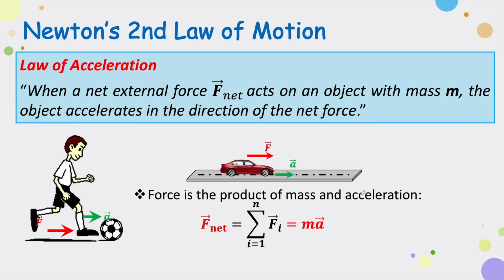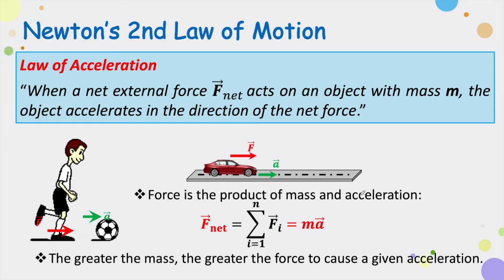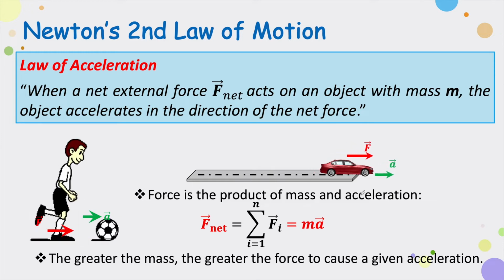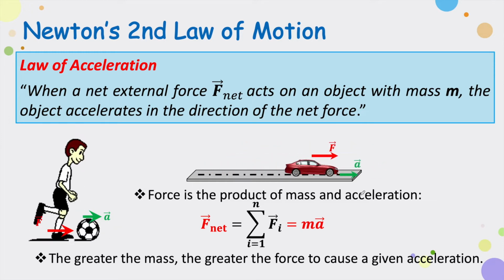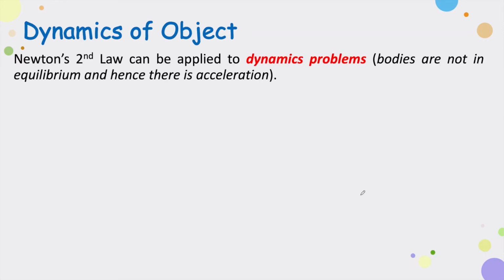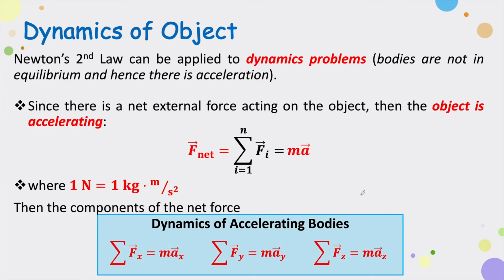Take note again, this is the famous equation F is equal to ma. The greater the mass, the greater the force needed to cause a given acceleration, given that the mass is constant. So here, the dynamics of the objects will give rise again to the famous equation, I'll repeat, F is equal to ma. And take note, the object may be accelerating along x, along y, or along z.